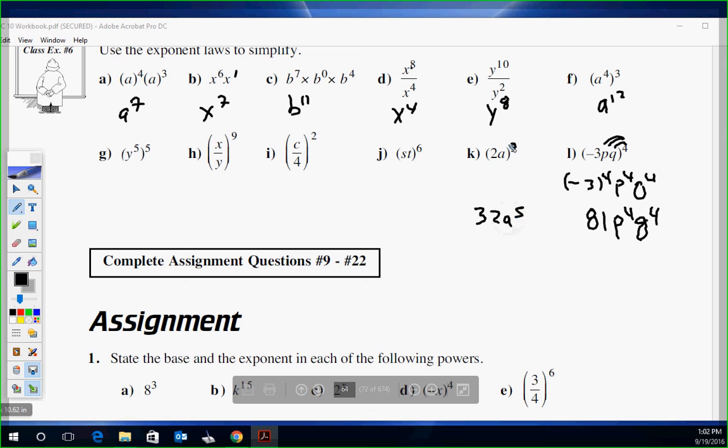Okay, Denise? 32a5, because the 5 hits both. 2 to the 5th, a to the 5th, and then 2 to the 5th is 32. Okay? I've seen a lot of erasing, and that's good. Guys, these are the ones you want to get right because they're the weird ones. You have to hit everything. Remember, it's not just a. Everything gets hit. So then here, what's this one going to be? s to the 6th, t to the 6th. Good?